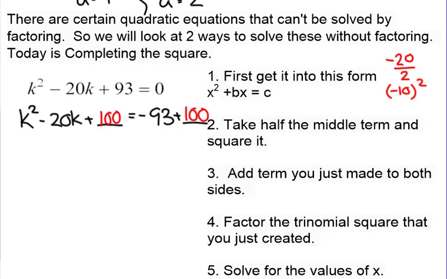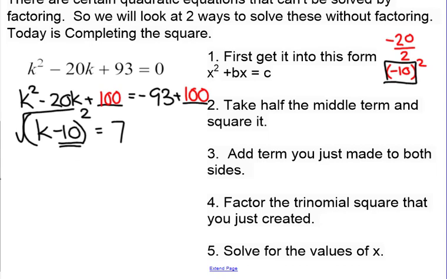Well, in order to factor it, it multiplies to be 100 and adds to be negative 20. That's going to be k subtract 10 and k subtract 10. So k subtract 10 squared is equal to 7. Again, what do you notice about that term and our half of the middle term?